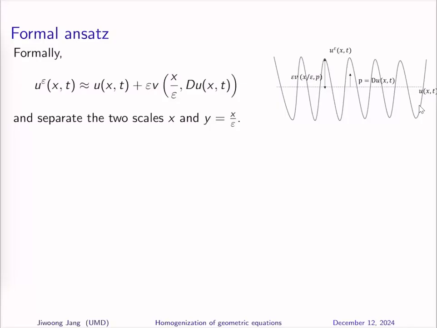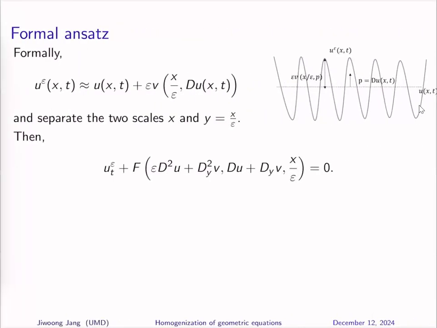And v is a function of y, which is a fast variable. So we have the corrector term v, and this is multiplied by epsilon, following the spatial scale, which is epsilon. So epsilon is multiplied to the corrector, and we add them. So in the formal ansatz, we believe u epsilon is described by the sum of the average behavior u plus epsilon times the corrector term.